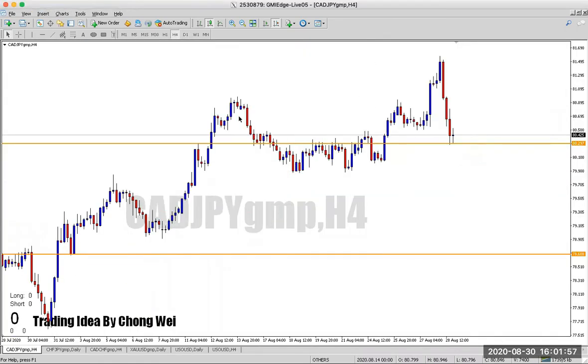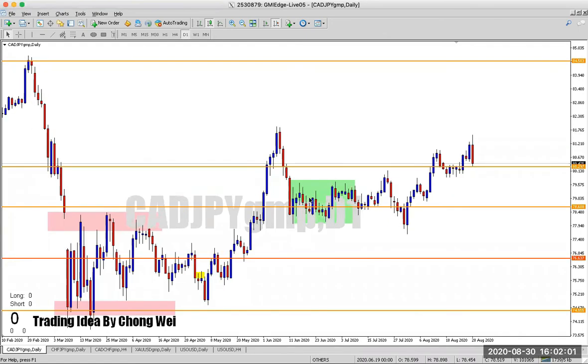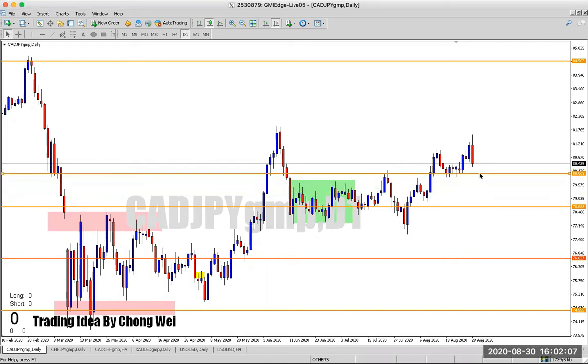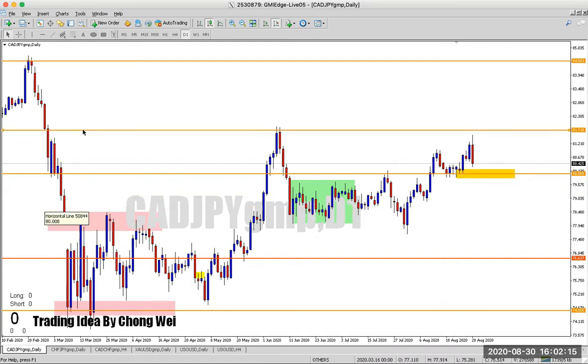Okay, basically cat has shown us that this will be a good buy level. I be CAD yen. I be look for buy over here. So buy over here, of course. Then my TP will be this high. I will be looking for buy order in CAD yen. Overall, we can see very clear uptrend.